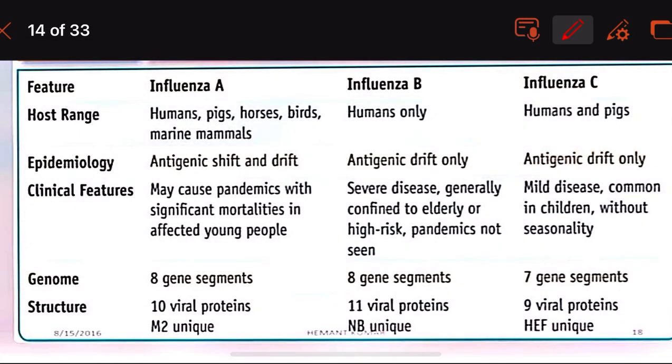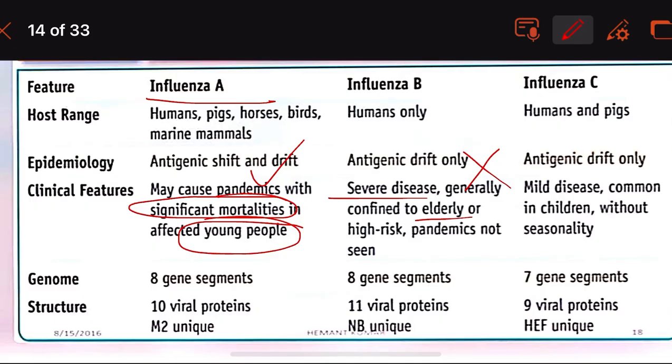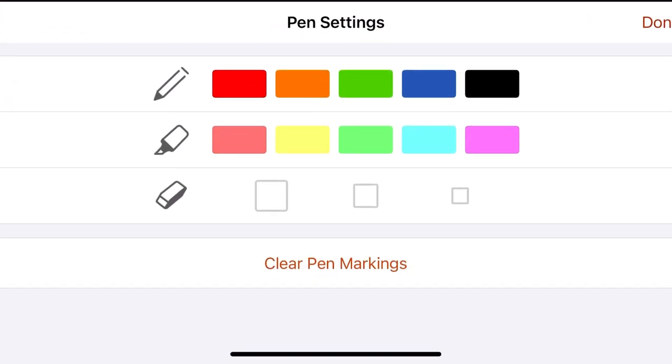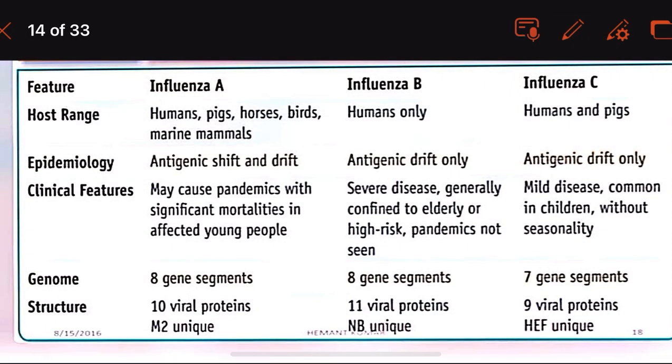Let us summarize them. A causes very significant deaths, affecting young people, causing pandemics. B does not cause pandemics. It affects the elderly people and high risk people. C causes a very mild disease, no seasonality, a very mild constant disease.